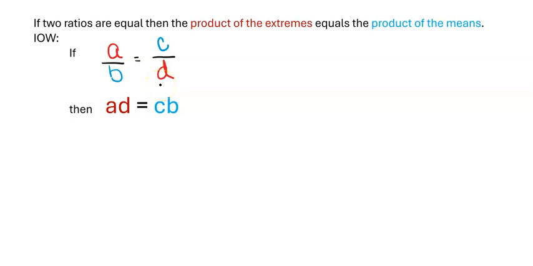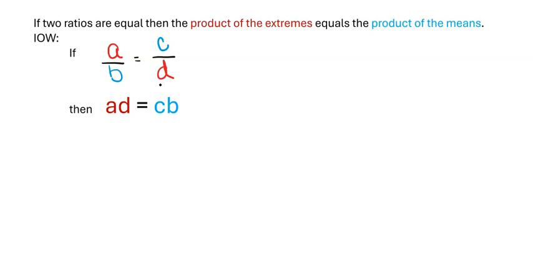If two ratios are actually equal, then the product of the extremes equals the product of the means. What that means is if I multiply the extremes together, A and D, their product, or the answer to that multiplication problem, is AD. If these two ratios are equal to each other, then B times C will also equal A times D.